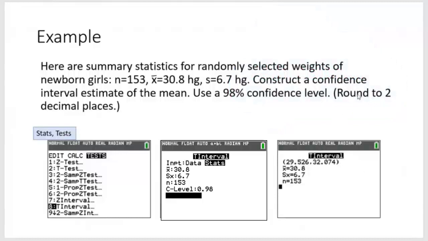Now the instructions on this particular homework problem said round to 2 decimal places. So I'm just going to round that to 29.5. And then my other number is 32. Oh, it said 2 decimal places. 29.53. That would be 2 decimal places, wouldn't it? And 32.07.